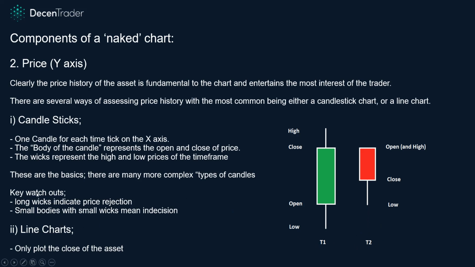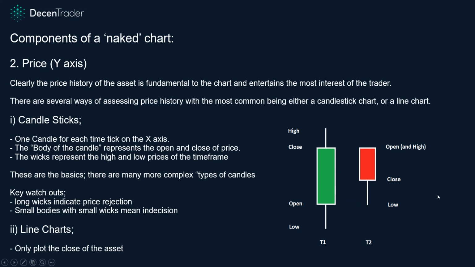So key watch outs here, a long wick. If this wick was really long to the downside, what that might indicate is that price has been rejected in that price range. So that might be useful looking forwards. If price is gravitating towards there, previously that it just rejected it, it might mean that price isn't going to want to hang around there for very long.